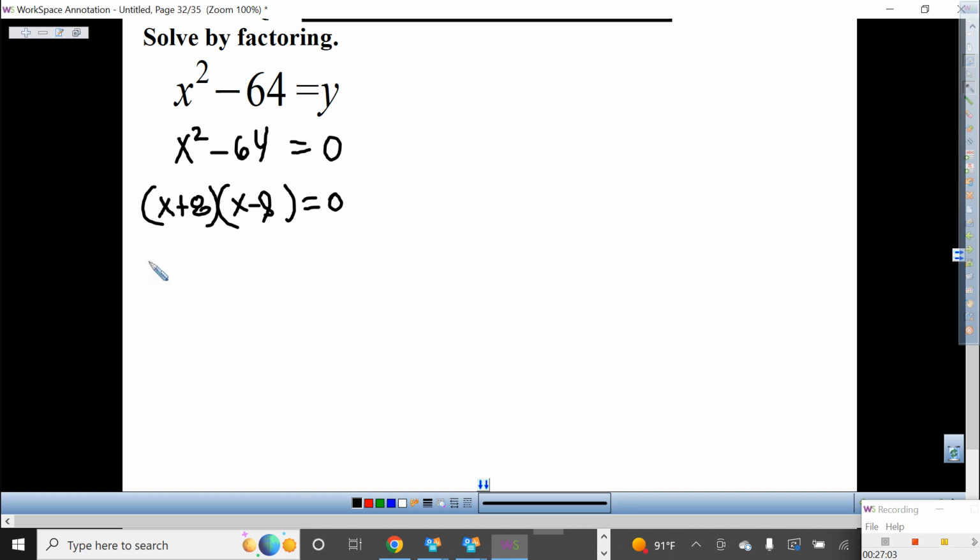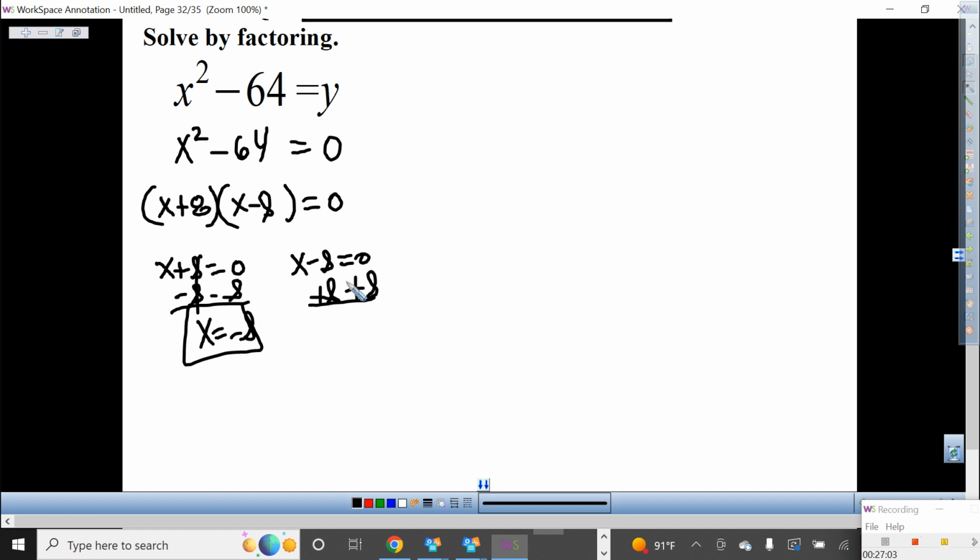So you put x plus 8 equal to 0, and then x minus 8 equal to 0. Okay? Thank you, Caleb. All right. So from there we solve: minus 8 minus 8, x equals negative 8, plus 8 plus 8, x equals 8. Hands if you got that?